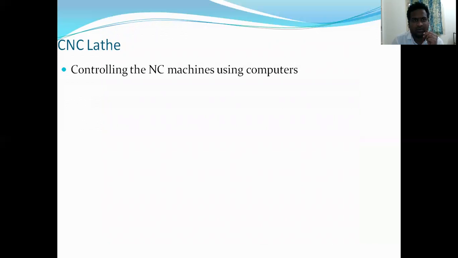Now the CNC lathe. Compared to the NC lathe, it is also an automatic lathe machining operation, but in the NC lathe we write the program on punch tape. Here we are using a computer, not writing the program on punch tape. We are writing the program on the computer. So if any modifications have to be made while doing the operations, or because of production demand, we can simply change the program. By changing the program, we can easily modify the product.